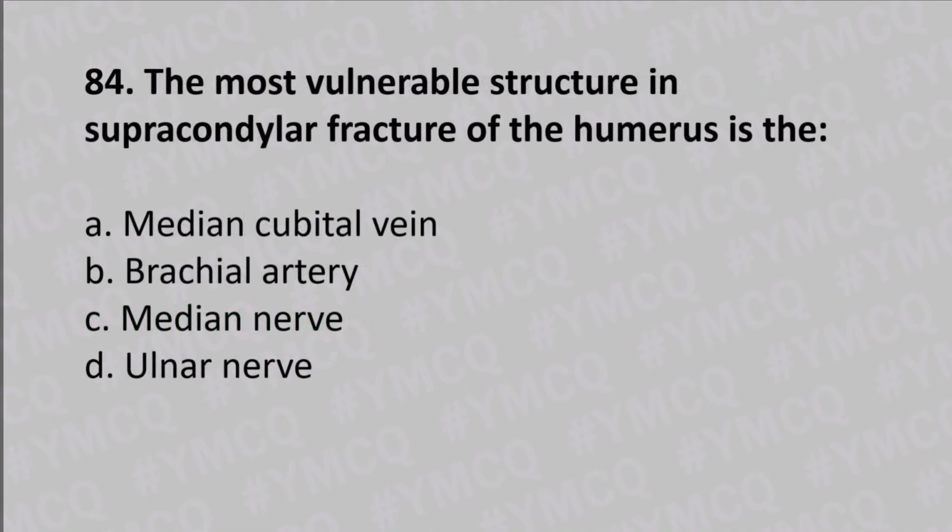Moving to our 84th question. The most vulnerable structure in supracondylar fracture of the humerus is Option A, median cubital vein. Option B, brachial artery. Option C, median nerve. Option D, ulnar nerve. And the answer is Option B, brachial artery.